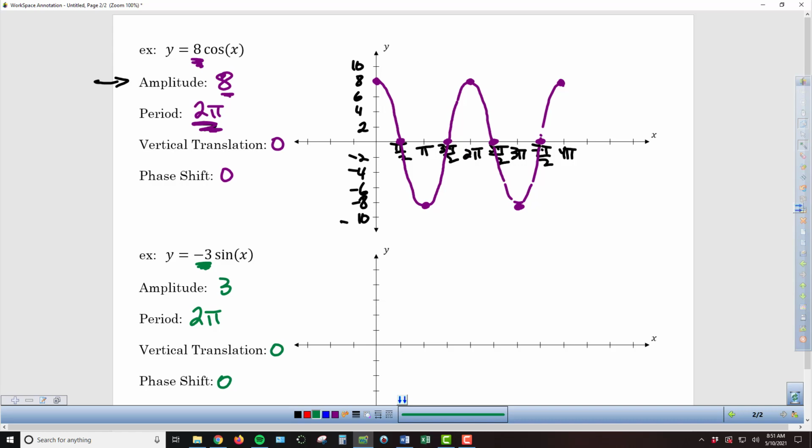So the impact of that negative sign means that we're going to have a reflection. So instead of the graph starting at 0 like it does for sine and going up, it's going to start at 0 and go down. So we'll see that in just a minute.